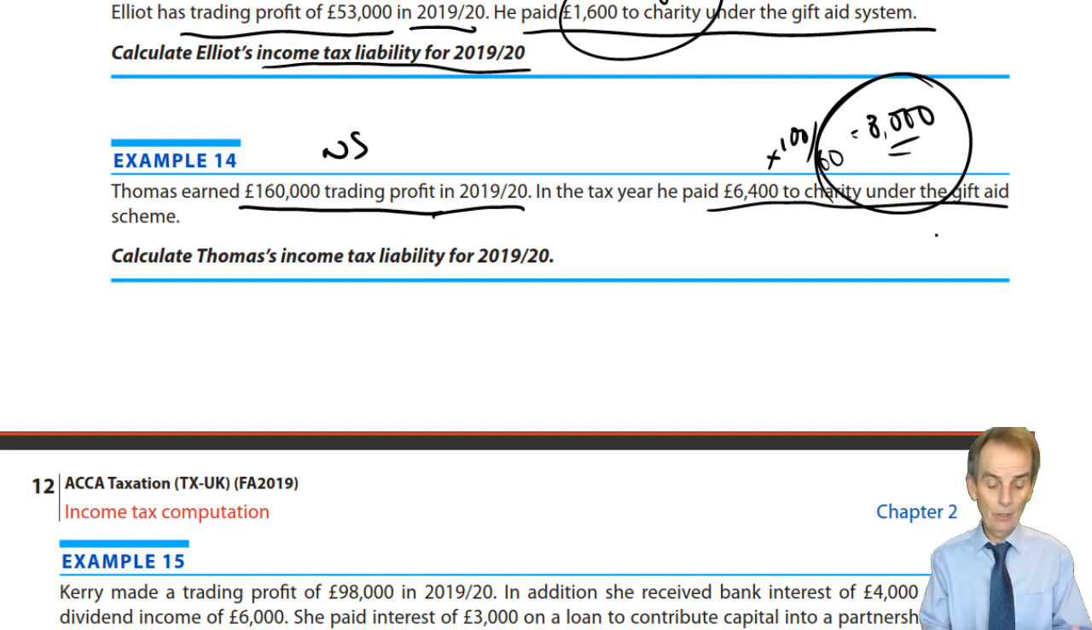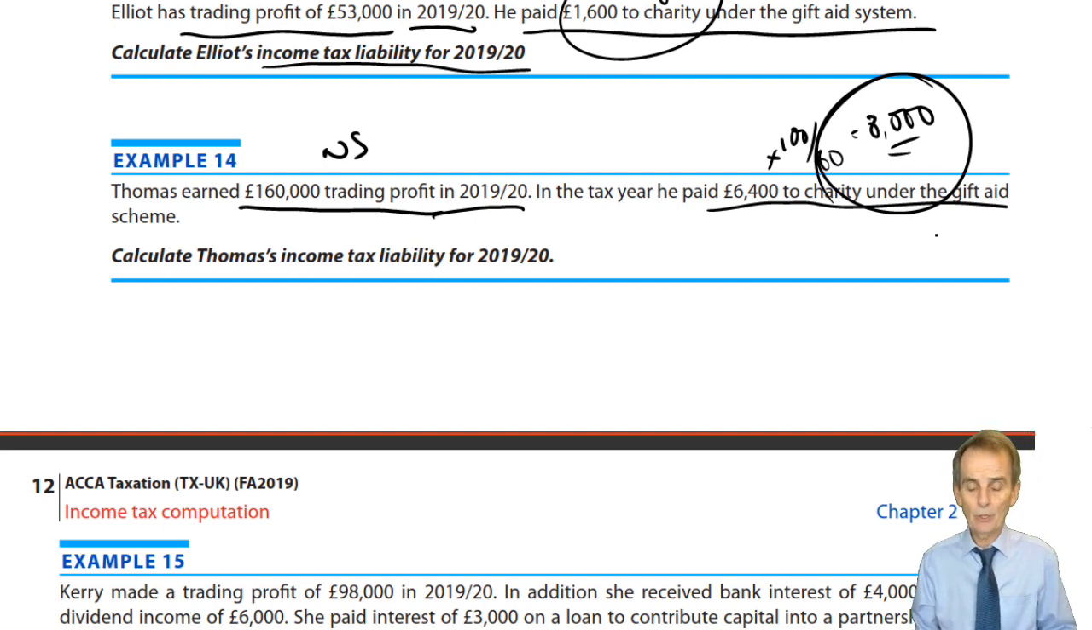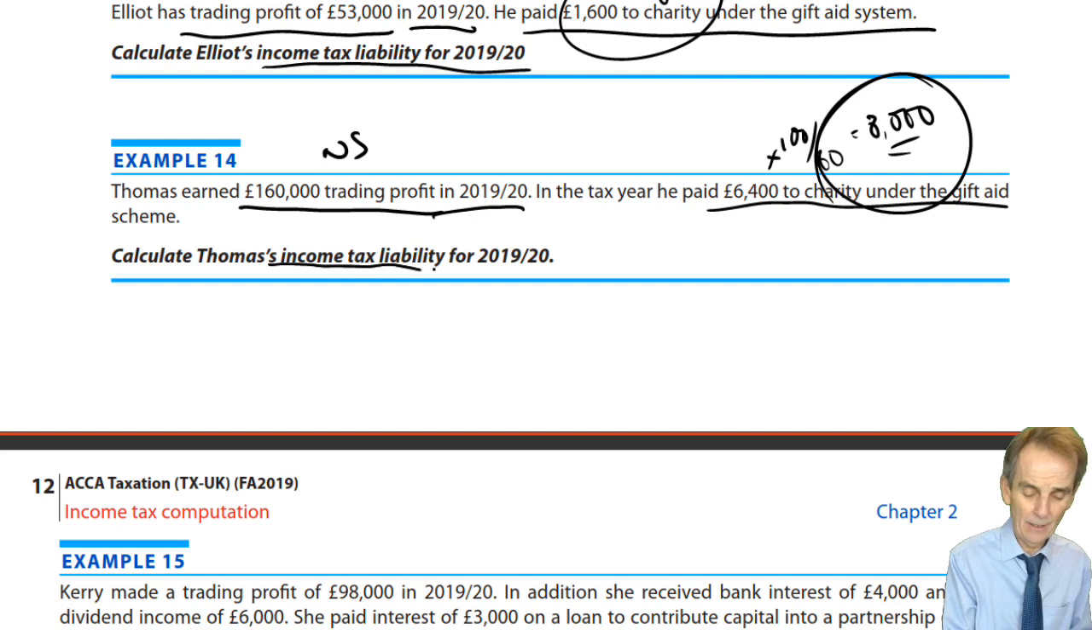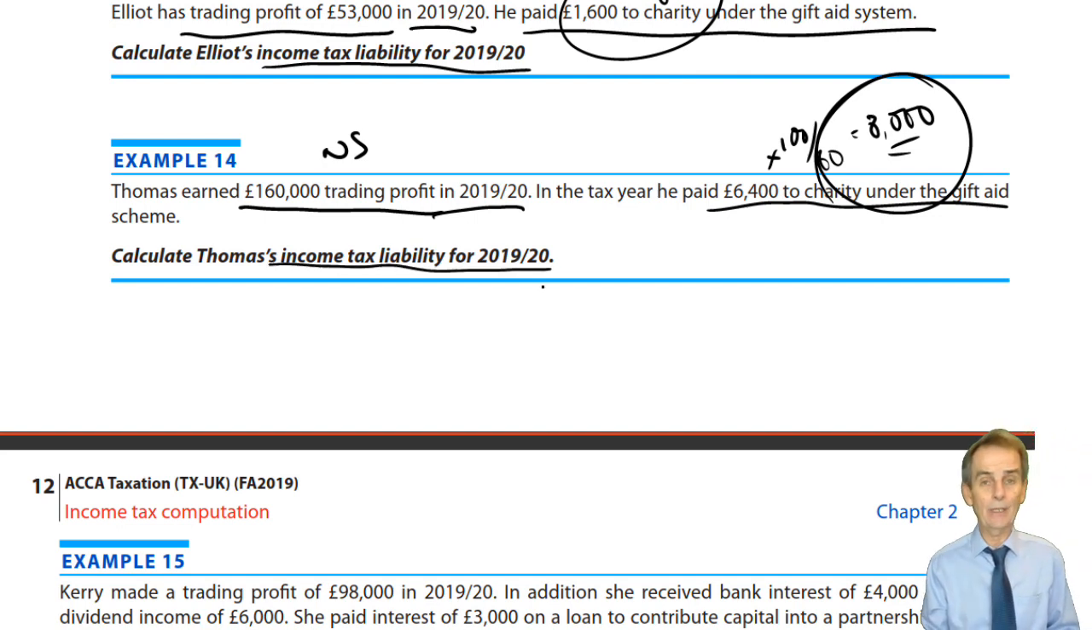So, over to you again now. Can you put together that computation and work out, please, as required, the income tax liability for the 1920 tax year? Have a go at that now. Come back and we'll work through it together.